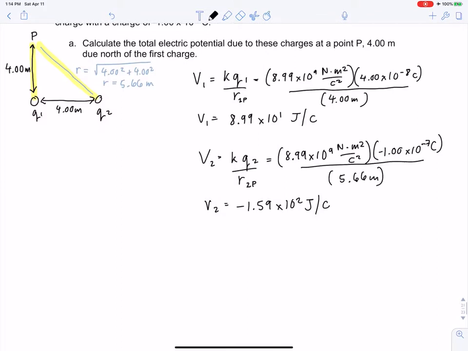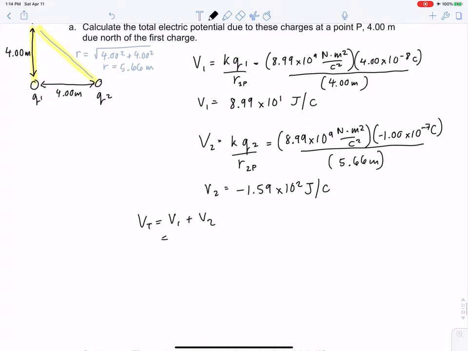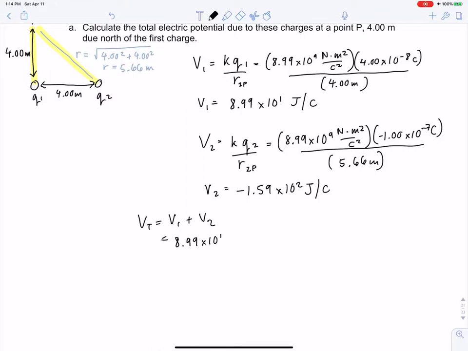We're going to use the superposition principle, which states that the total electric potential is equal to V1 plus V2. Because these are not vector quantities, we don't have to incorporate any direction, just the magnitude. So we put in 8.99 times 10 to the power of 1 joules per coulomb plus negative 1.59 times 10 to the power of 2 joules per coulomb. If we punch this in, we get a total electric potential of negative 69.0 joules per coulomb.